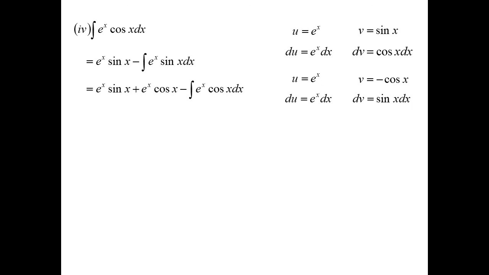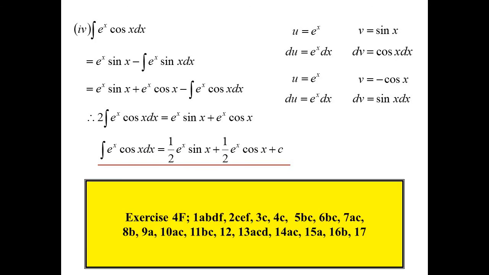But now, when we look at this, we don't see it as working out, we see it as an equation. I'll move that integral of e to the x cos x to the other side. And I now know that 2 times the integral of e to the x cos x is e to the x sine x plus e to the x cos x. Divide by 2, we have our answer. All right, so 4F, the beauty of integration by parts.